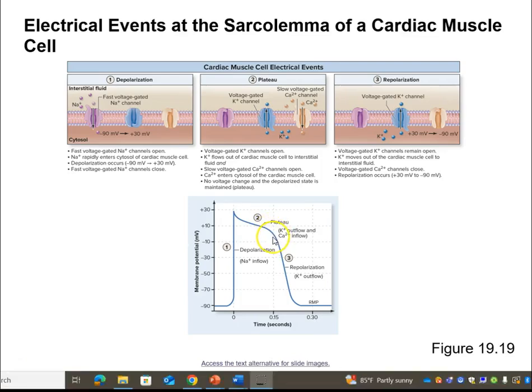Eventually you're going to get to a point where those voltage-gated calcium channels close. Now the voltage-gated potassium channels remain open. So now this is repolarization. You have no influx of ions. You just have efflux or outflow of potassium ions. So your membrane is going to become more negative. And it does so until it reaches that resting membrane potential of about negative 90 millivolts. And then the cell is ready to be stimulated all over again and undergo this process once again.